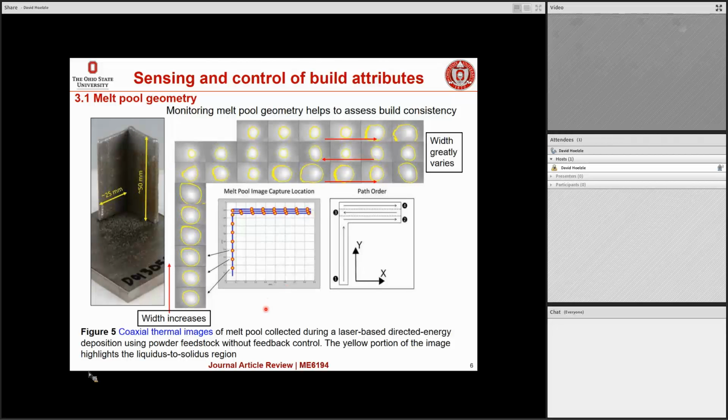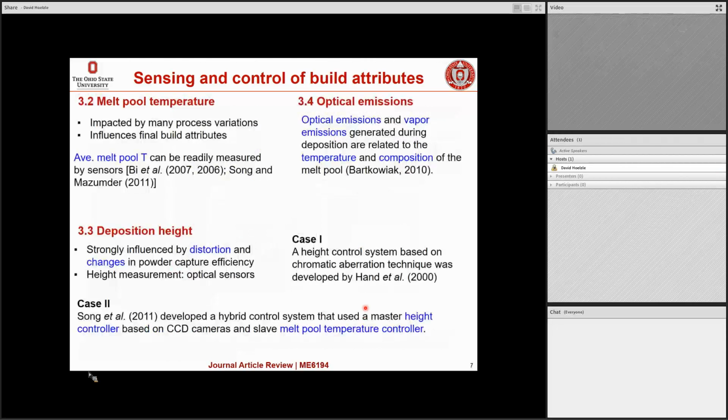Do they give an idea why there was such variation in the x and y direction? It does not give the reason. They mention that this can monitor the melt pool geometry variation, which can relate to the build height variation. But these authors do not give the reason.